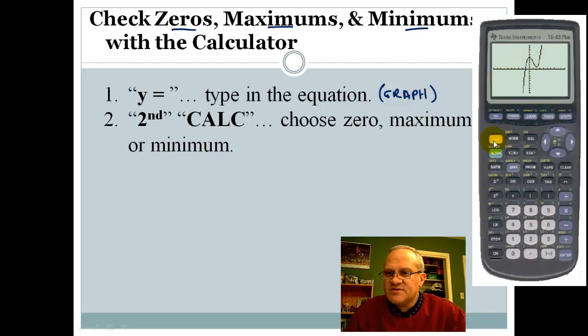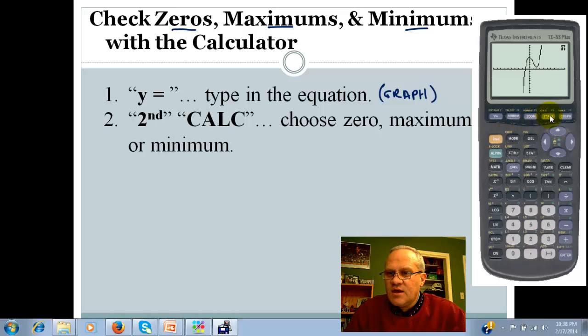So you get to this point, now you hit second function right here, and then this is the calc button above trace there. See, now look at calculate. You got 0, minimum, maximum, and there's some other stuff here too. These are the ones that we'll use right now. So if we're going to try to find, let's try to find the maximum on what we just did. So I'm going to choose number 4.